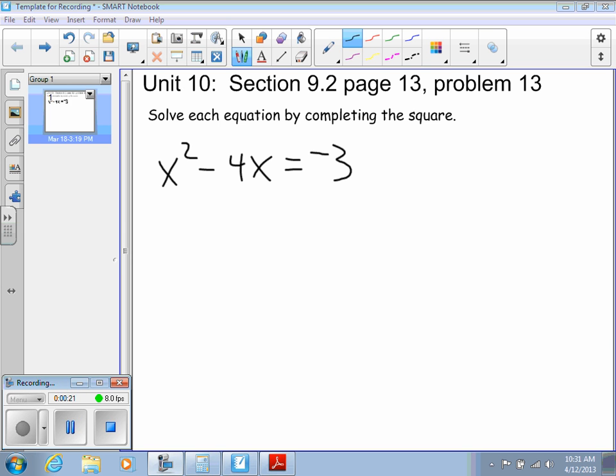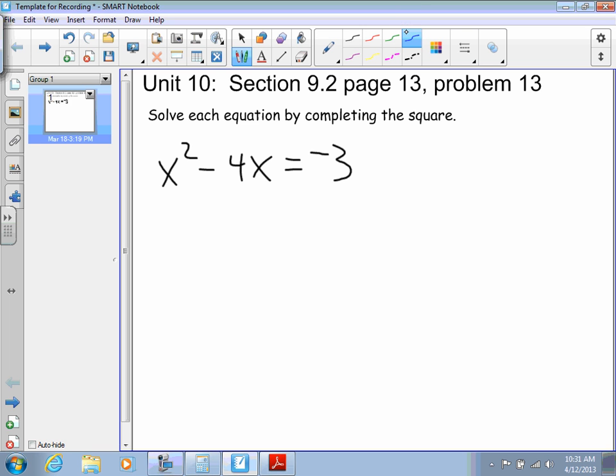So we need all of the variable terms on one side and the term without the variable on the other side, so that we can then create that perfect square on one side. So let's go ahead and create our box to do that. So let's look at this side. Create our box.